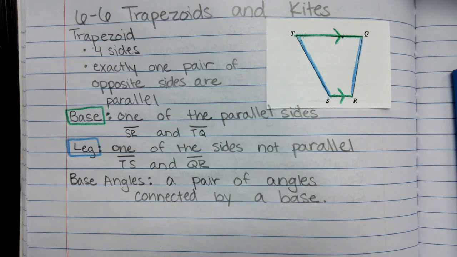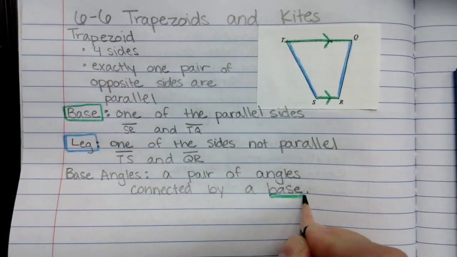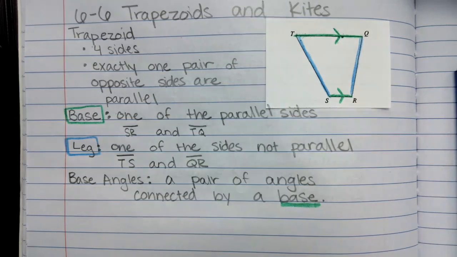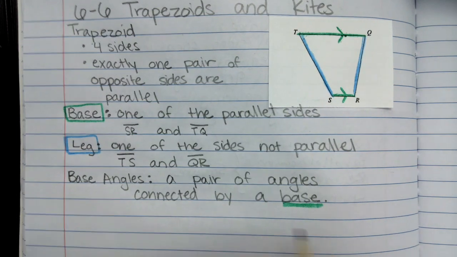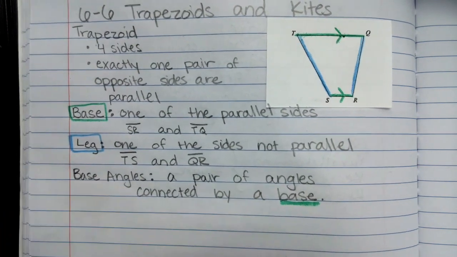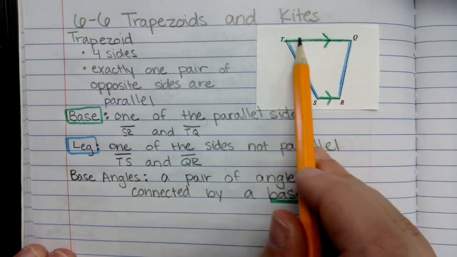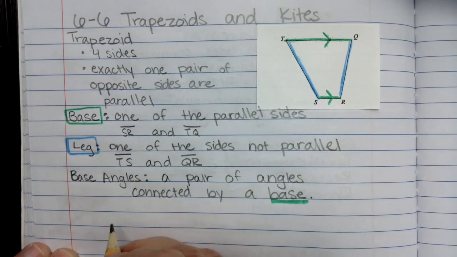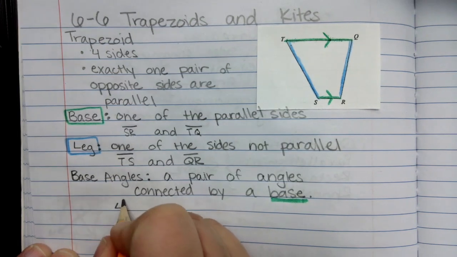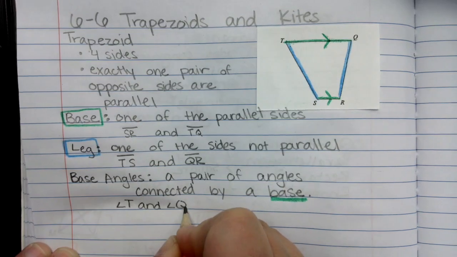So we want two angles that are at the ends of a base. If I look at this top base, TQ, what are the two angles at the ends of TQ? Angle T and angle Q could be called our base angles. But there are two bases, so there's another pair we could have used instead. What are the other two angles connected by a base? S and R. Good.